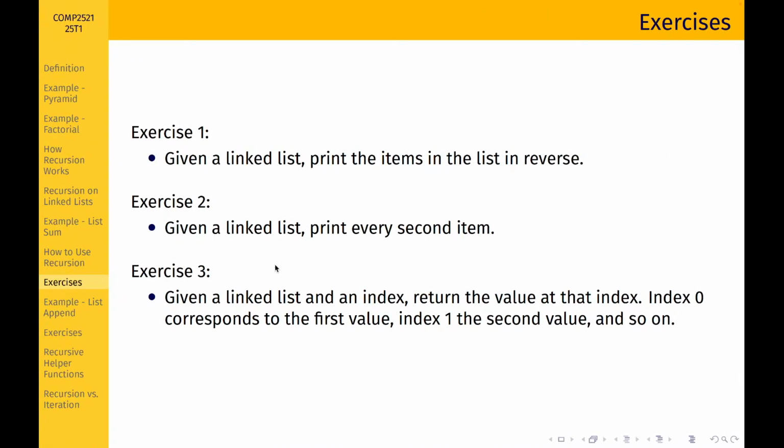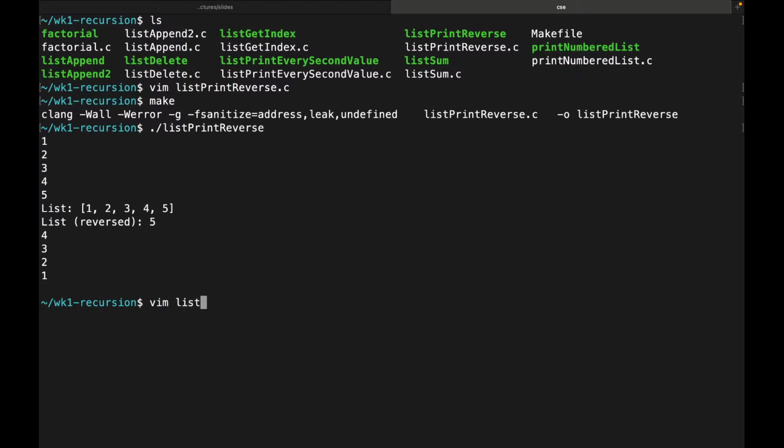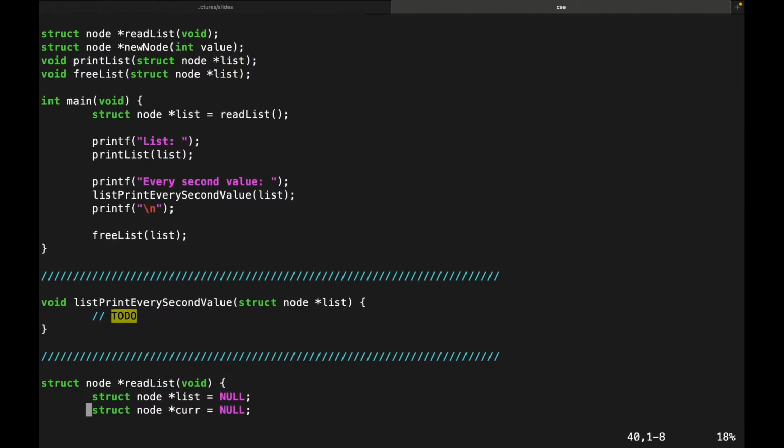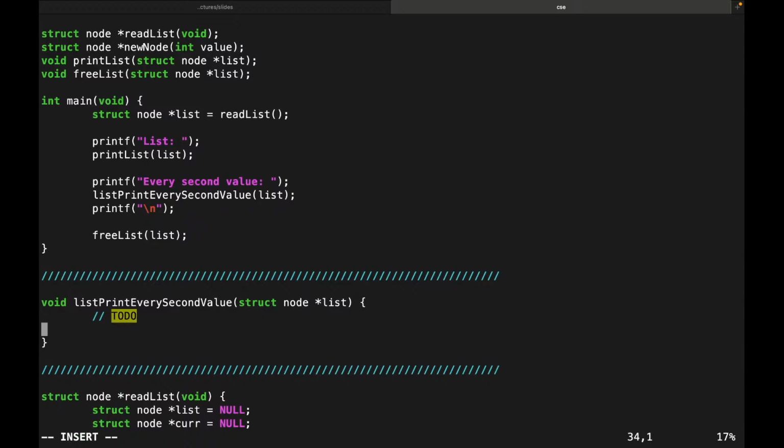So let's try the next one. Given a linked list, we want to print every second item. If my list is 1, 2, 3, 4, 5, 6, then I want to print out 2, 4, 6. So let's try and do this recursively. I've got list print every second value. Let's think about this for a second. Does anyone have any ideas?